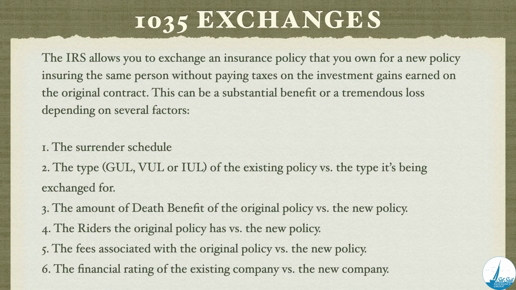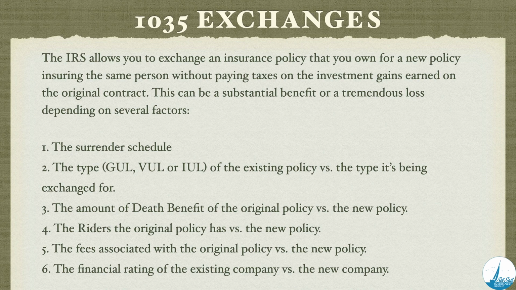Number 1, the surrender schedule. If you're thinking about trading or upgrading your policy, be sure to check your existing surrender schedule to make sure that you don't have to forfeit any cash value you've accumulated, and if you do, make sure the trade-off makes sense, like you're getting a higher death benefit and/or better living benefits riders.